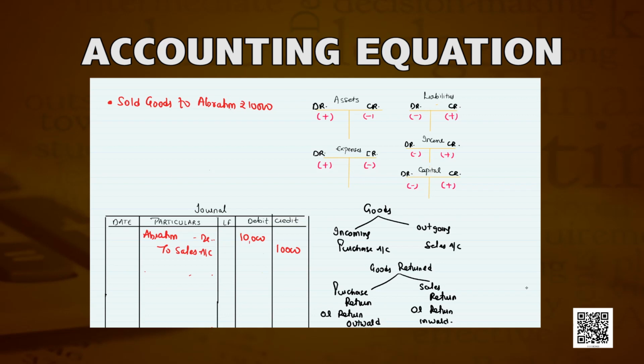Or simply when sales is credited, Abraham would be debited. So simple. Now, Abraham returned goods.